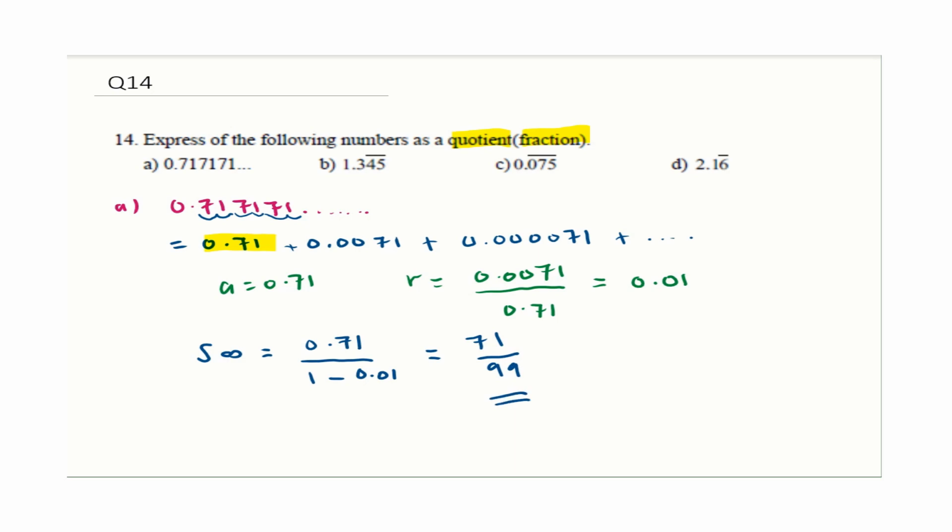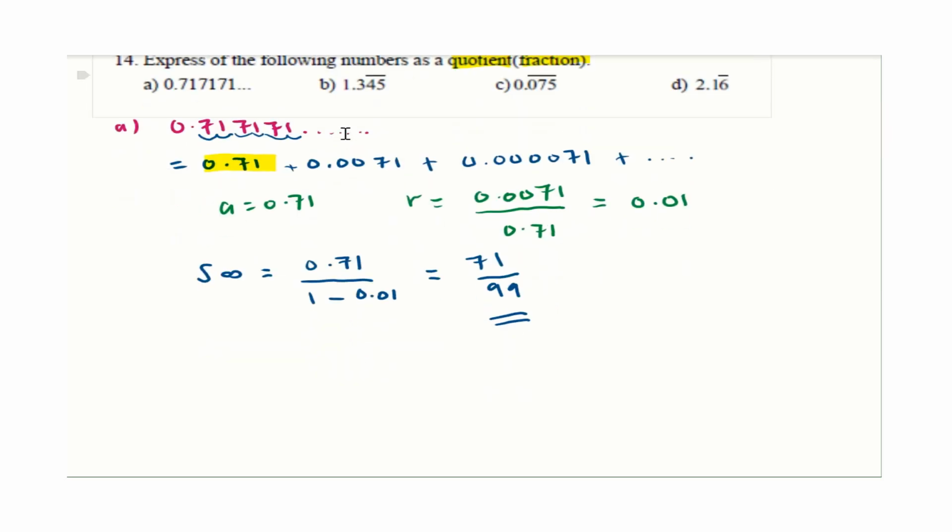Okay, macam ni. Okay, untuk question B pula, dia bagi 1.345. Yang ada bar kat atas tu dekat 4 dengan 5. Kalau dia ada bar dekat atas nombor tu, maksudnya dia repeating yang tu. So jadi untuk question B ni, the given is 1.345 bar. So jadi this one is actually 1.3454545 dot. It keep repeating 45.